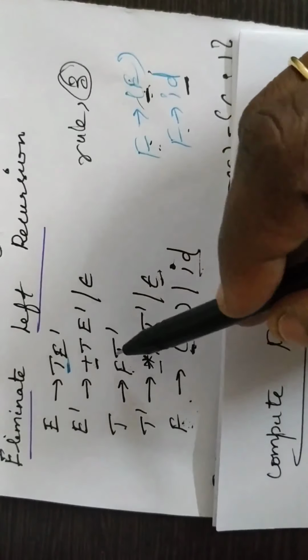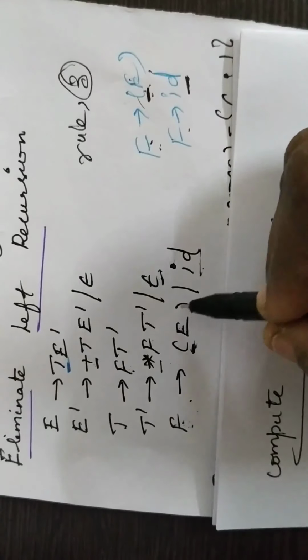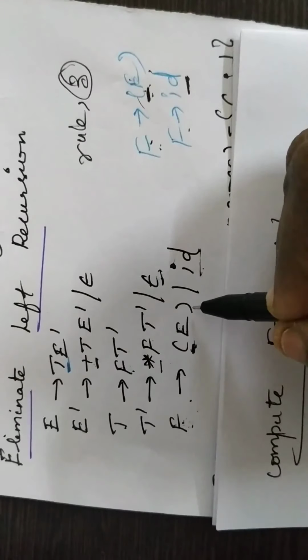So here, what is follow of E? Who is following E here? As discussed earlier, we have to check the right hand side of the productions where E is present. We have 8 productions in total. E is present in the last production, F tends to open bracket E close bracket. Who is following E? Following E is the close bracket, which is a terminal.